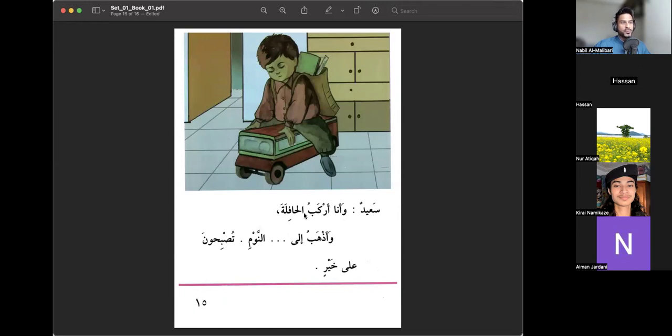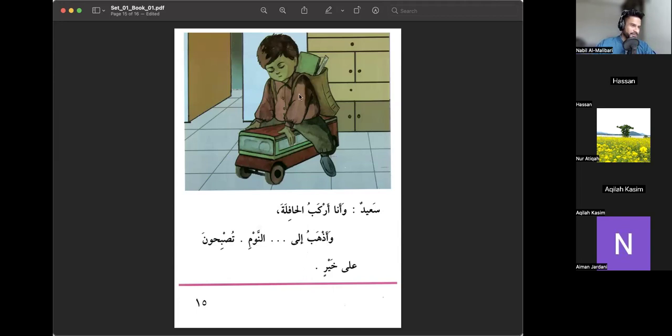وَأَنَا أَرْكَبُ الْحَافِلَةَ. Okay, what does this mean? I take the bus. Very good. وَأَذْهَبُ إِلَى. And then I... Okay, to a gnome. I go to sleep. Okay, Saeed, so he doesn't follow his brother to school. He goes back to sleep because he's too young to go to school.